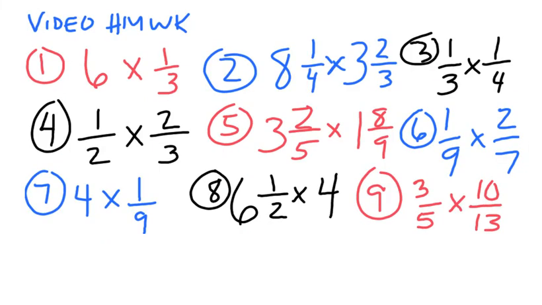Okay, here's your video homework. Make sure that you remember to change things that need to be changed to improper or put whole numbers over 1. And make sure you do top times top, bottom times bottom. And make sure at the end you make them mixed numbers or you reduce them, whatever is needed.